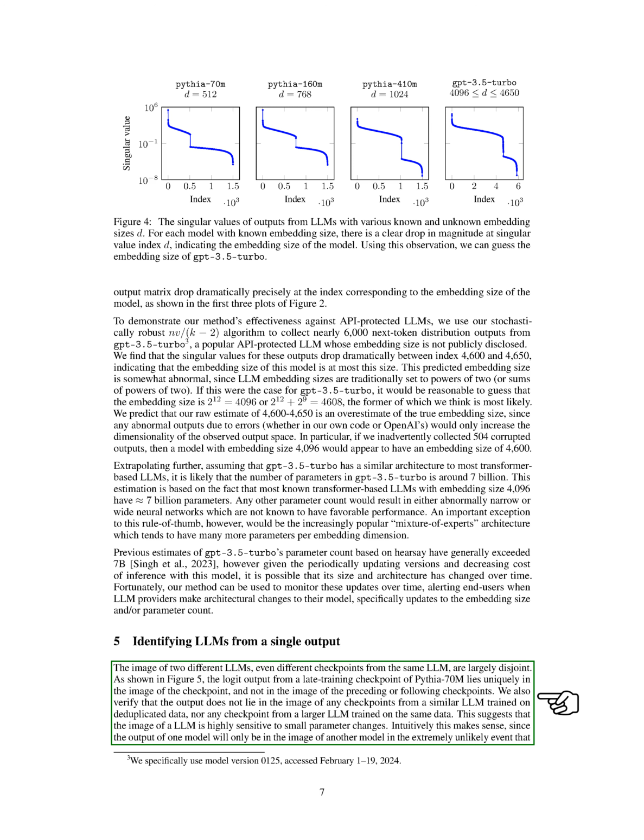For example, the logit output from a late training checkpoint of Pythia 70M only lies in the image of that specific checkpoint, not in the images of the checkpoints before or after it. We also confirmed that this output does not fall within the images of any checkpoints from a similar LLM trained on deduplicated data or any checkpoint from a larger LLM trained on the same data. This indicates that a small change in parameters can greatly affect the image of an LLM.